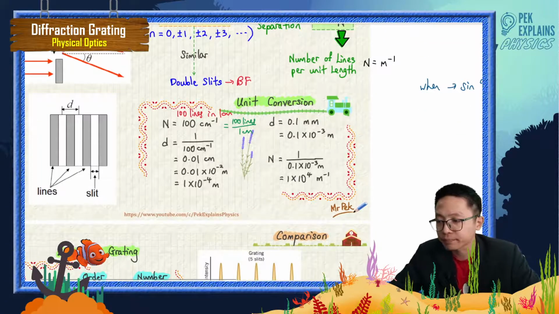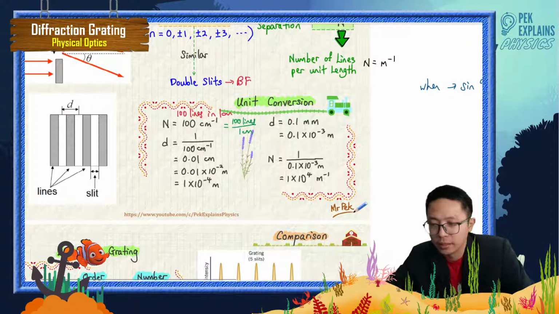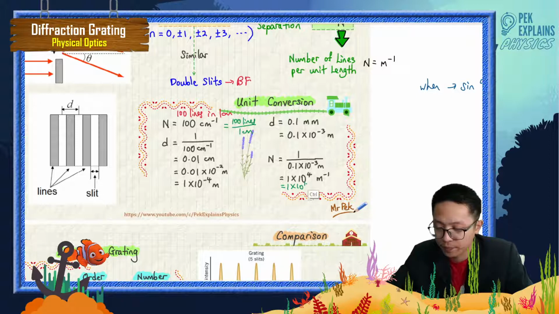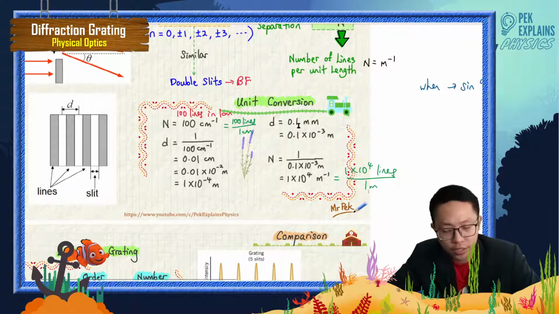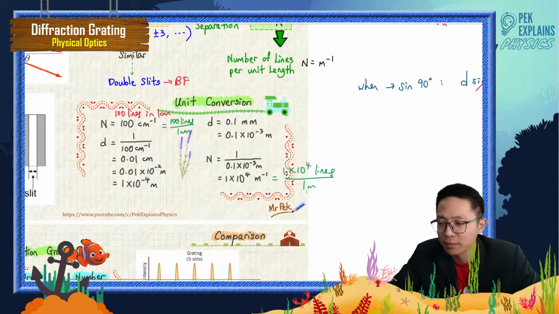Like this one, what it means here is it has 1 exponent 4 lines in 1 meter long. Yeah, in 1 meter long. Okay, so always change the unit while in d. Try not to change the unit while in n, because I'm afraid you make some mistake like this. If you change the unit in n, I'm afraid you make this mistake.